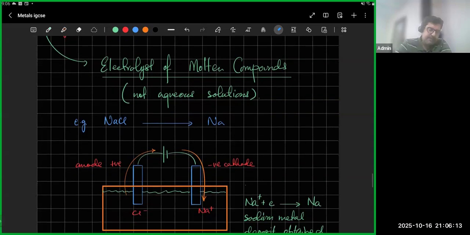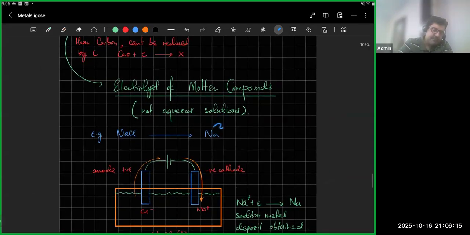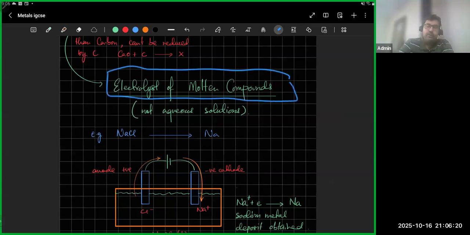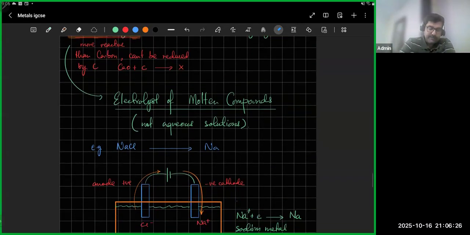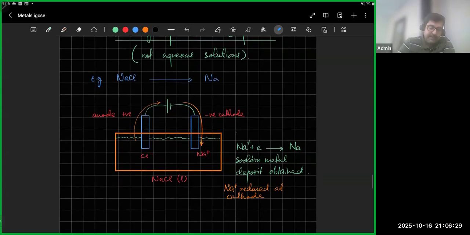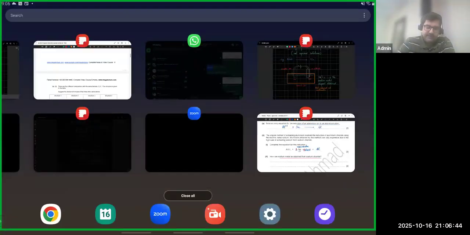So the only possible way of extracting sodium was the electrolysis of molten compounds. All of these, the reactive ones, the only possible way is electrolysis of molten compounds, not even aqueous. If it's molten, Na+1 is going to get attracted to the negative cathode, where the battery is going to give it electrons. And when it gains electrons, it will turn back into Na. So we're going to write that over there.